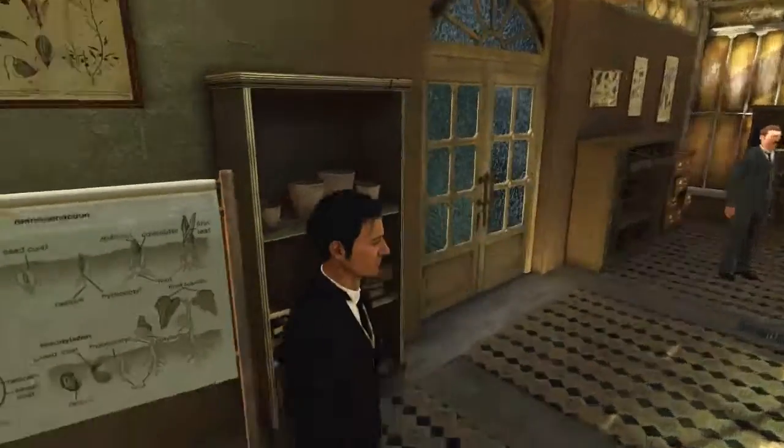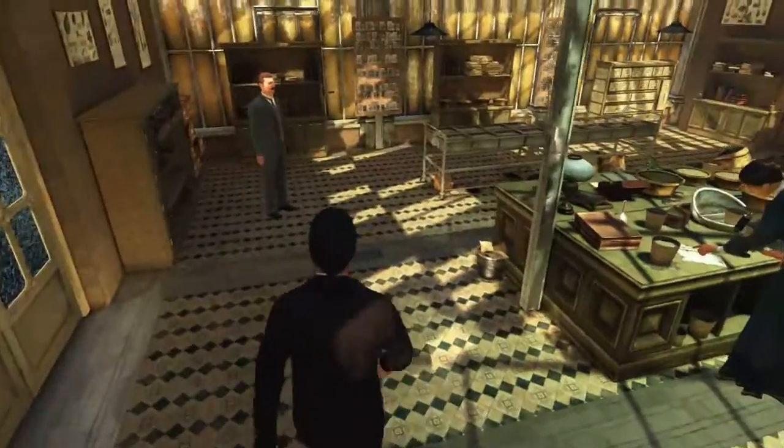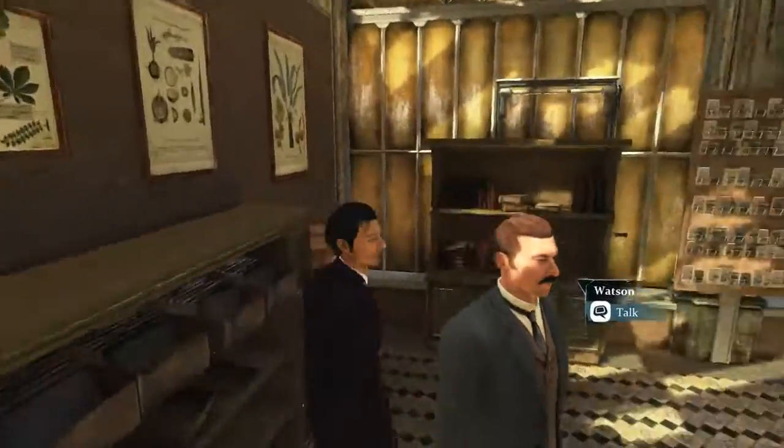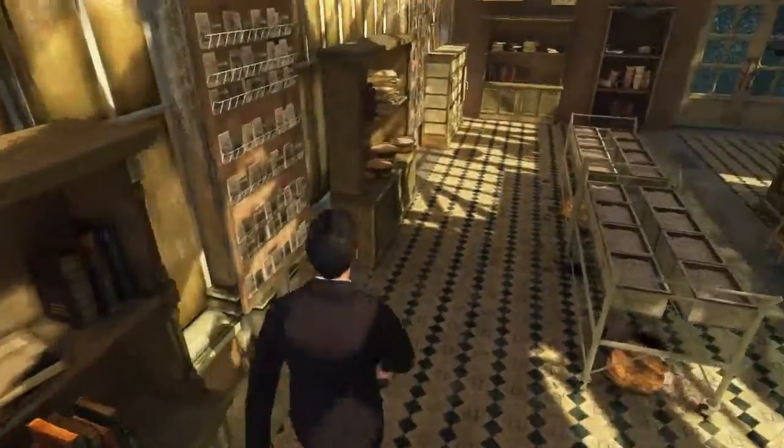Seeds. And growth. Margaret White is there. Let me just examine the rest of this place.